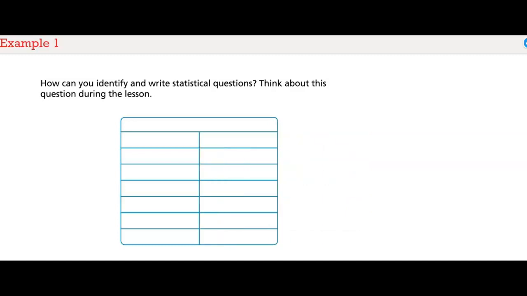How can you identify and write statistical questions? Think about this question during the lesson.